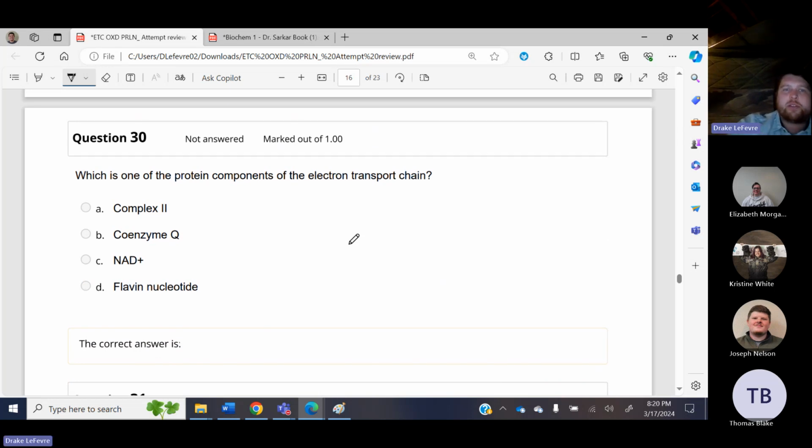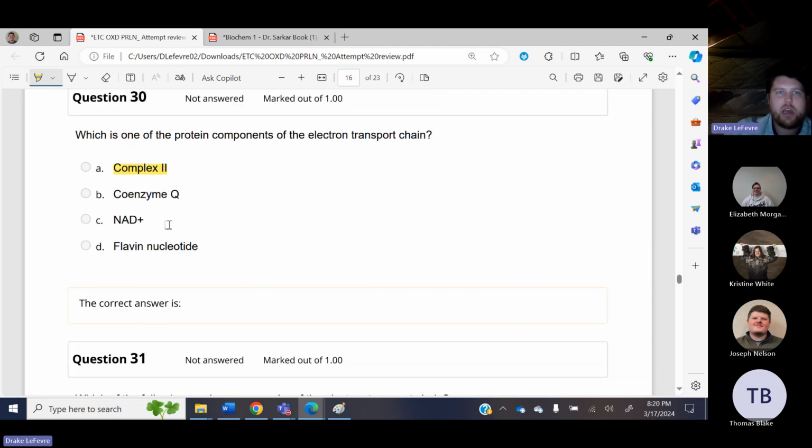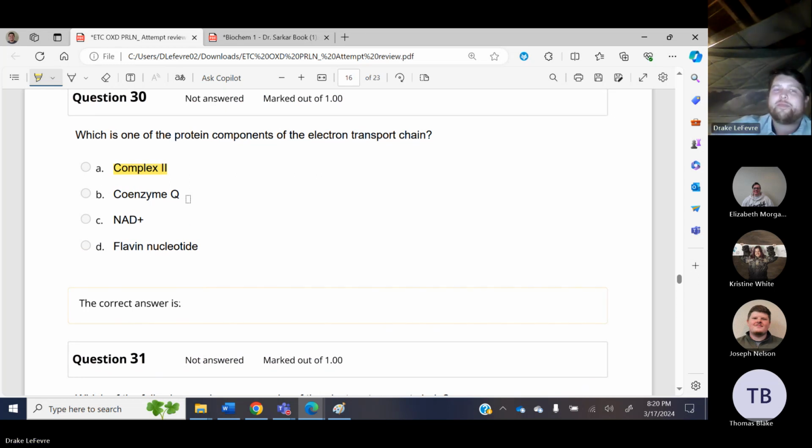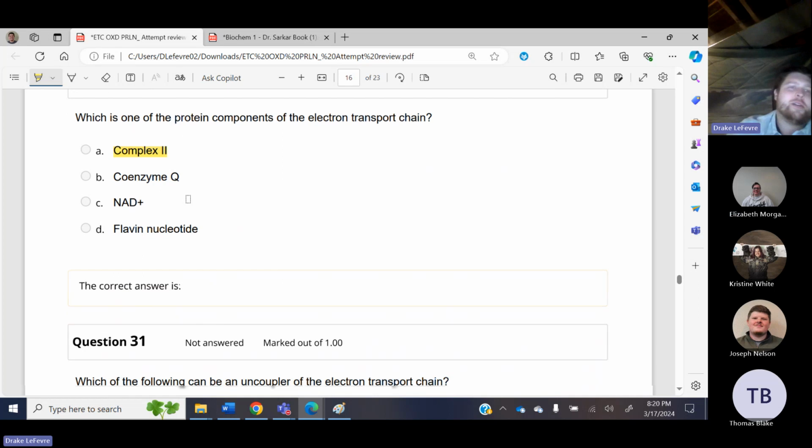Which is one of the protein components of the electron transport chain? We already had a question just like this. It's complex 2, because it's the only one that's actually a protein. The other things are vitamins and such. Coenzyme Q, most likely a vitamin. Vitamins, are they coenzymes or cofactors? Coenzymes. Yeah, good.